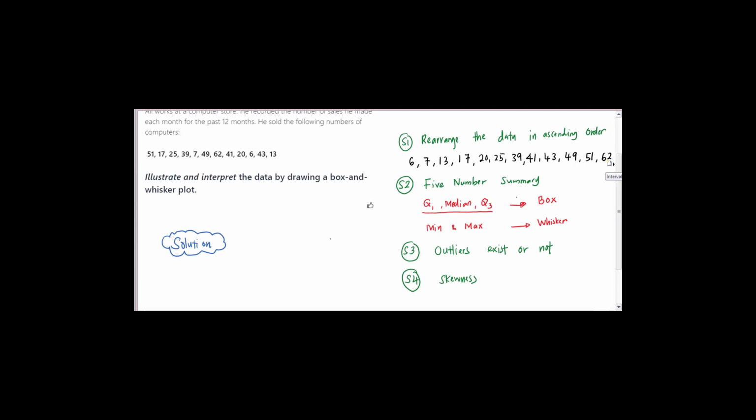But here I would like to highlight that from the 5 number summary, Q1, Q2 which is the median, and also Q3, these 3 numbers are in charge of constructing the box, and the minimum and maximum values form the whisker. That's why we call it a box and whisker plot. After we get the 5 number summary, we have to determine whether outliers exist or not, and from the box plot we can determine the skewness of the distribution. So if you understand it, let us start to solve the question.